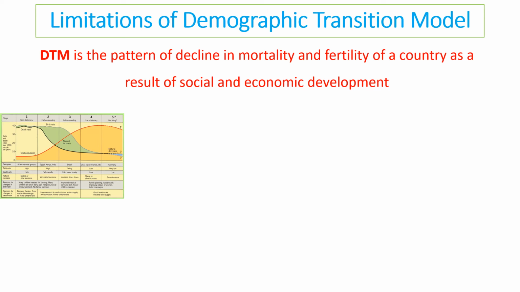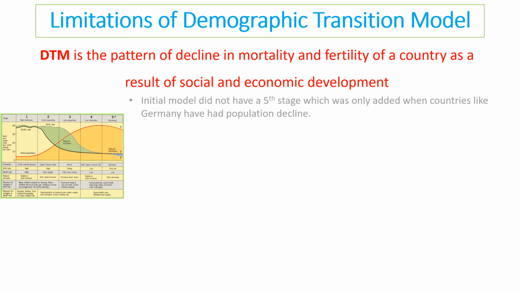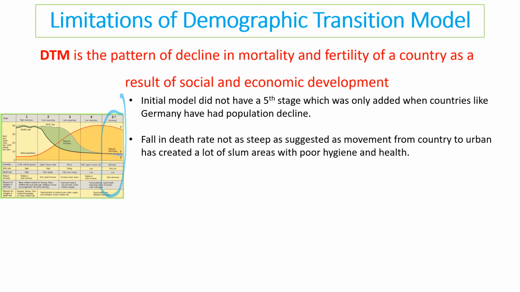And there are limitations of this model. This model is important to understand how populations can change, but it doesn't work perfectly. When they did these models initially, they didn't have this 5th stage, which I said is sometimes questioned by people. It was only added when countries like Germany had a population decline, because they didn't think that would actually start to happen. The fall in death rate in this 2nd stage here is not as steep as originally suggested, because when countries start to develop economically, movement often goes from country to urban areas, and that can create slum areas where death rates are still quite high.